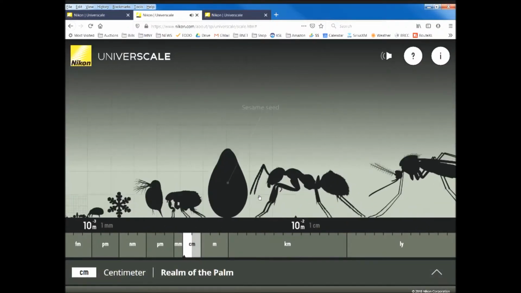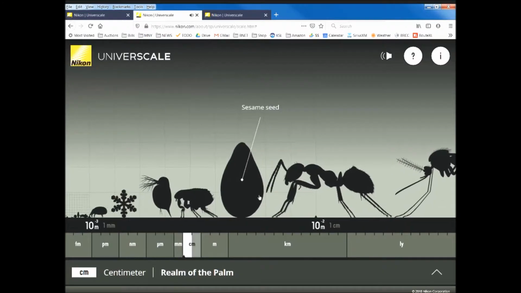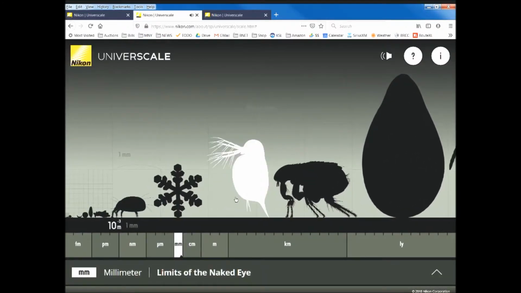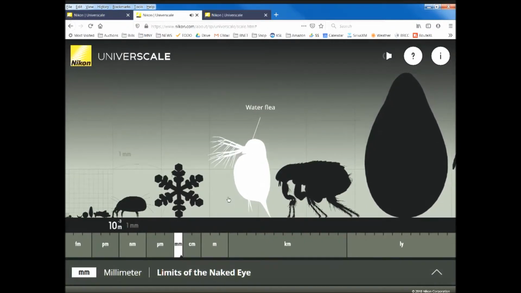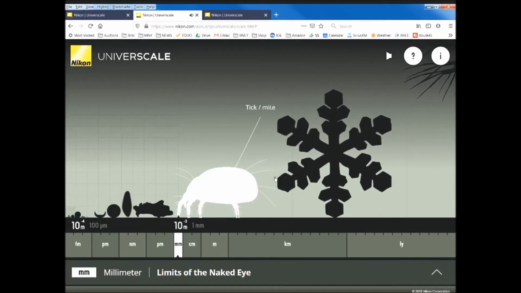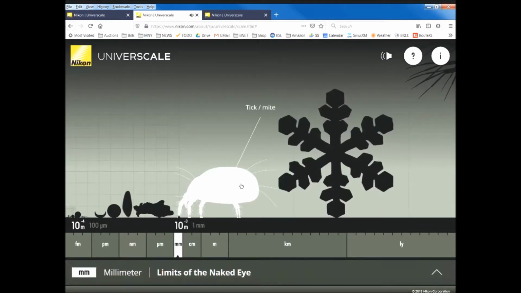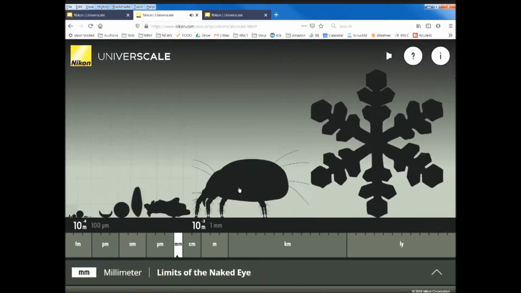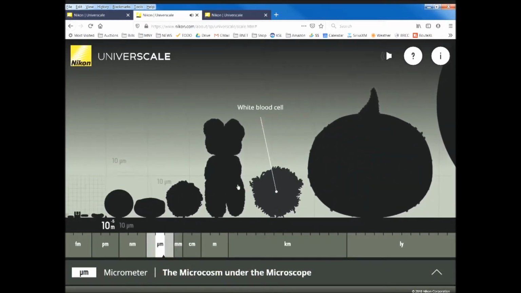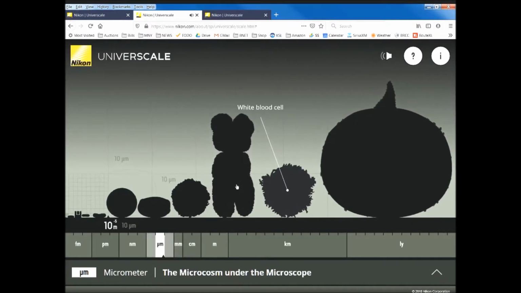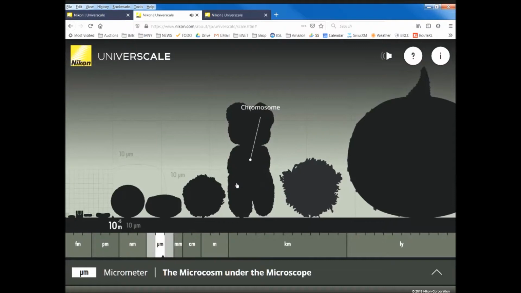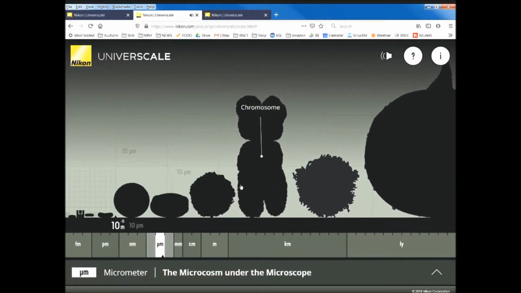Getting smaller and smaller. Here's a sesame seed, smaller. A water flea. Here is a snowflake, so now we're about in the millimeter size. A tick. Getting very, very small now. A white blood cell. This is approaching the micrometer, or the millionth.